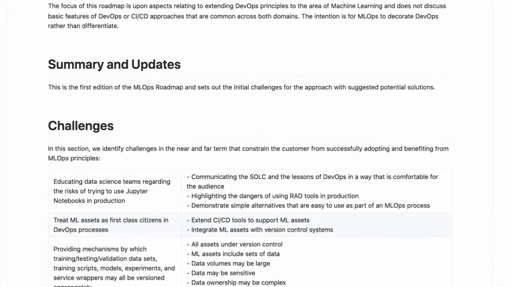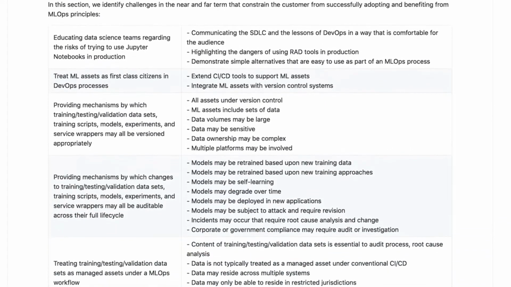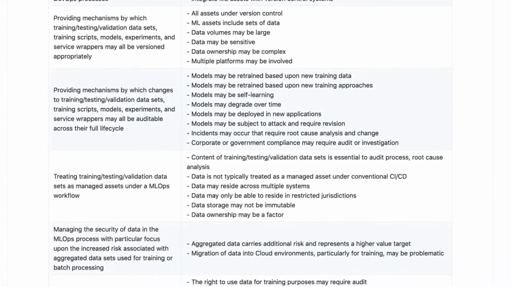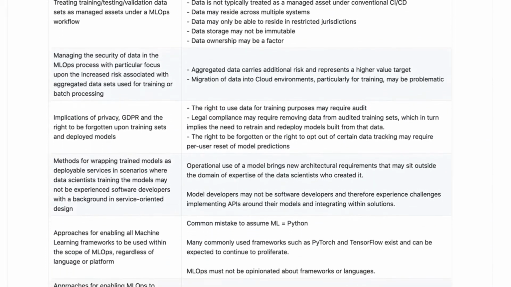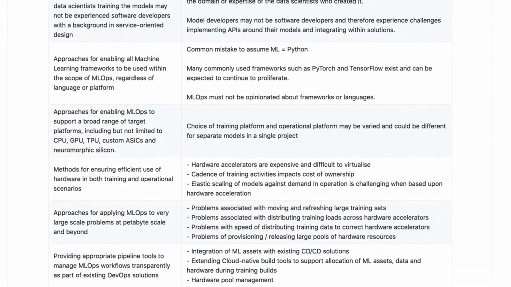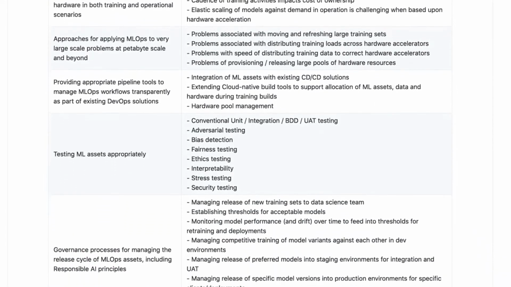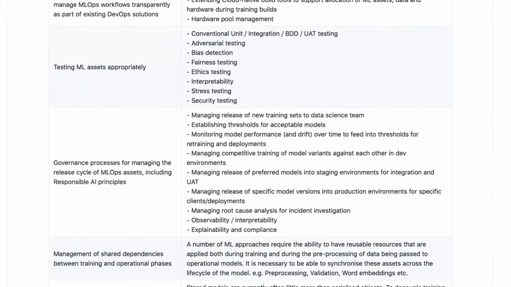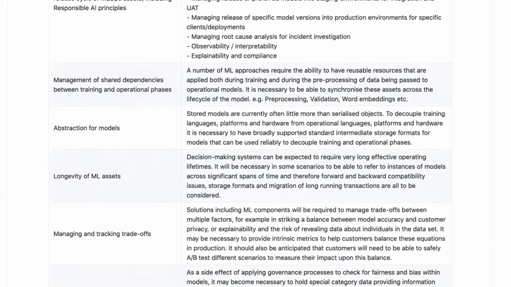So the document has three primary sections: the challenges chapter, which takes us through each individual fundamental problem or issue in the machine learning space, and tries to spell out what those challenges look like in terms of the impact that they have on a team or an organization.